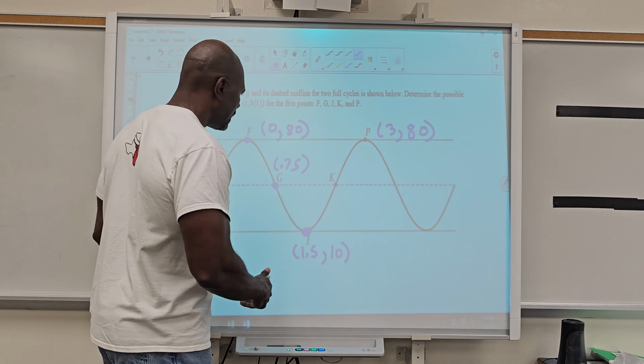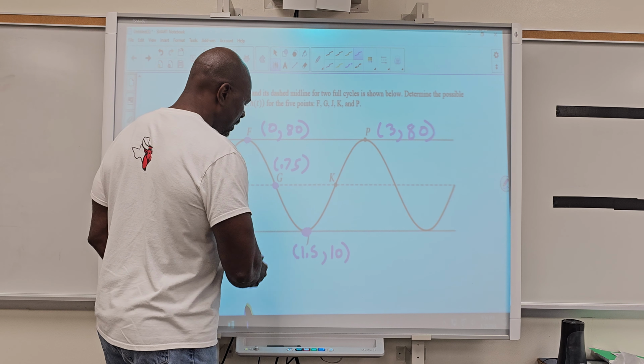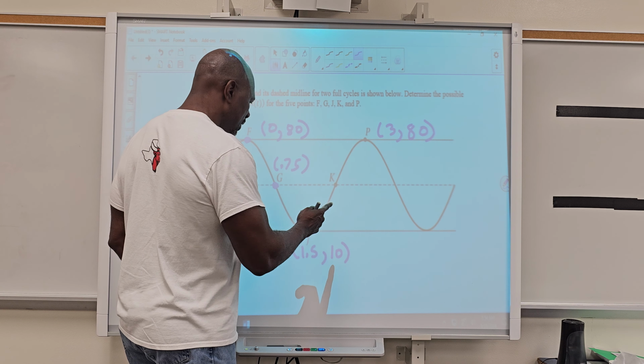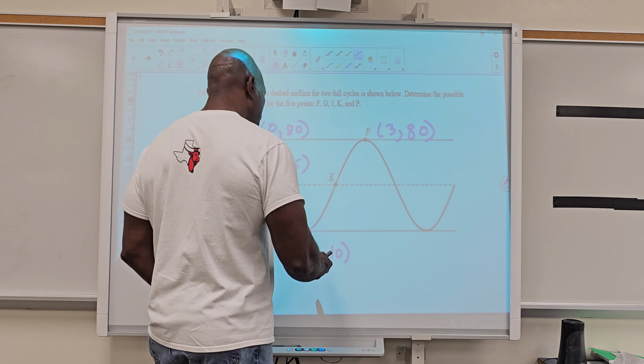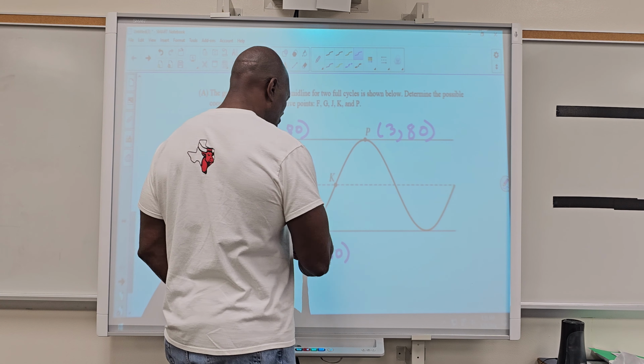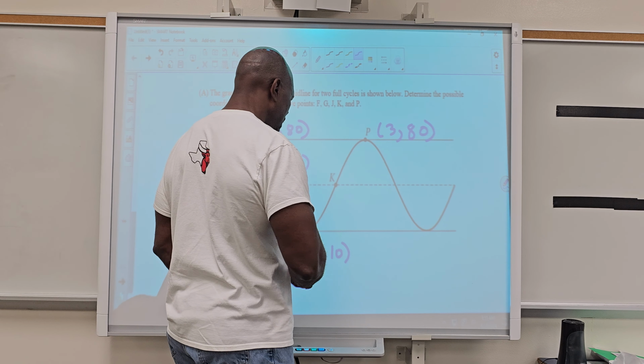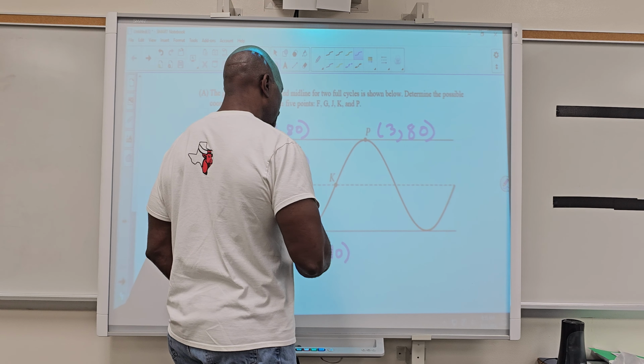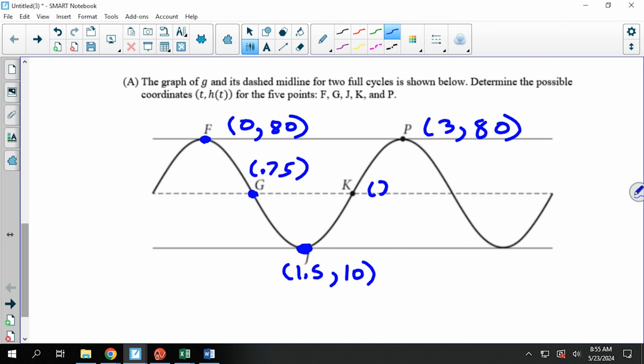Now, the same way I got the t coordinate for G, I get the t coordinate for K by simply getting the midpoint of the t coordinates for J and P. And so that's 1.5 plus 3 divided by 2. That's 4.5 divided by 2. It's 2.25.